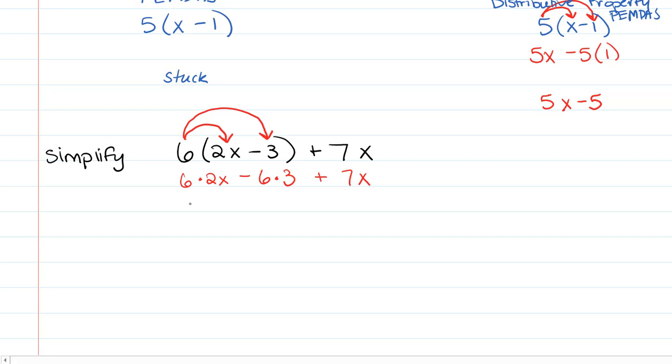And now I am still using PEMDAS, so I'm going to evaluate this multiplication before addition and subtraction. So 6 times 2x becomes 12x. 6 times 3 is 18. And we're still bringing down that 7x. Next up, I have to combine my like terms. 12x and positive 7x are like terms, so this becomes 19x minus 18.